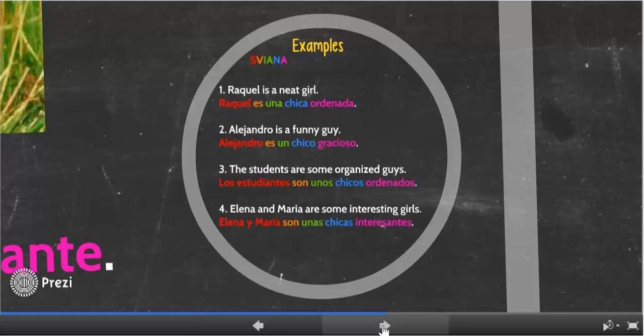Alright, a couple more examples. Number 3, the students are some organized guys. Los estudiantes son unos chicos ordenados. Number 4, Elena and Maria are some interesting girls. Elena y María son unas chicas interesantes.